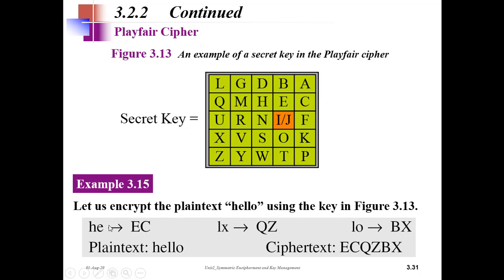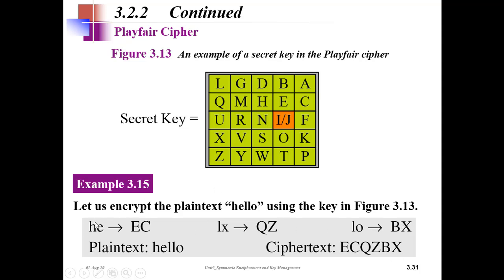So first pair is what? HE. So HE is the plain text, then LL. But they are the same, so we insert a bogus character. It is called a bogus character. So let's say the bogus character is X. So LX, then LO, right? Since they are in pairs of 2, if there was one more character here, let's say T, then T would have been alone. So we add one more character to the right of T, so that will be TX. So let's see how to encrypt this.